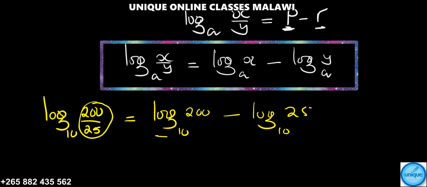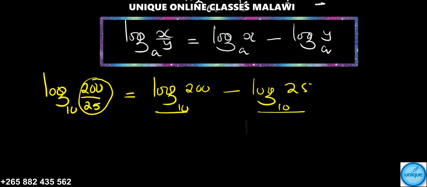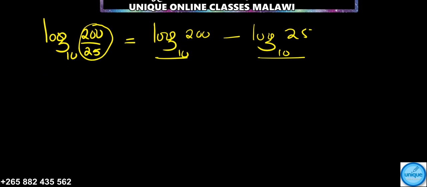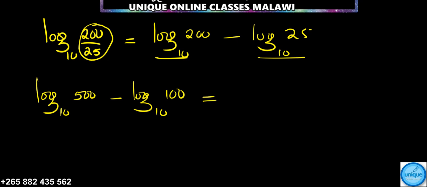Sometimes the question asks you to carry it as a single log. Let's say log of 500 base 10 minus log of 100 base 10. Simplify as a single log. Since we are subtracting, we divide, so it will be log of 500 divided by 100 base 10.